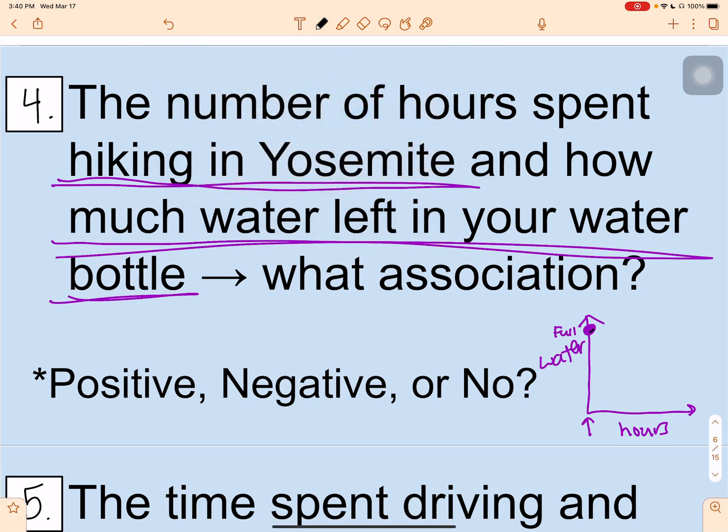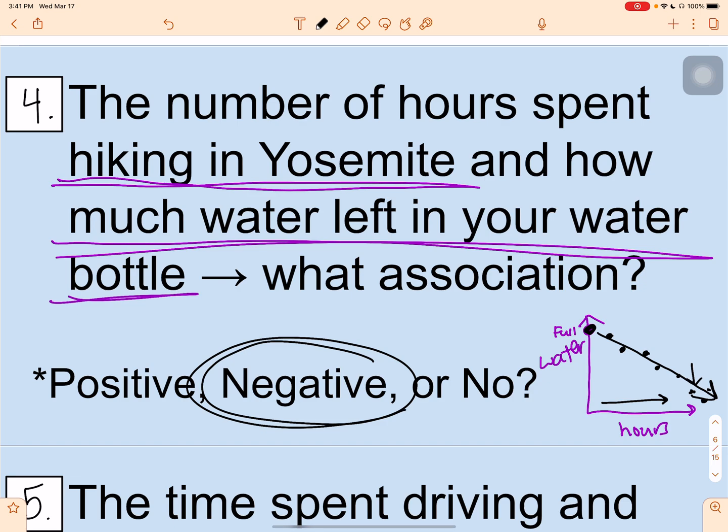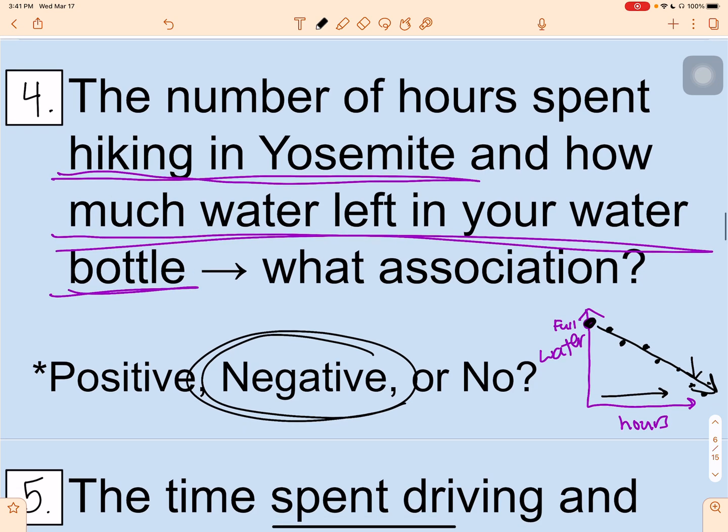We had a very full water bottle, okay? But as you start hiking, you're going to start losing the amount of water in your bottle because you are drinking more water. So the more hours you hike, the less water you have. So this would be which association? I'm going down from left to right. It's going to be a negative association here. Okay, pause if you need to.